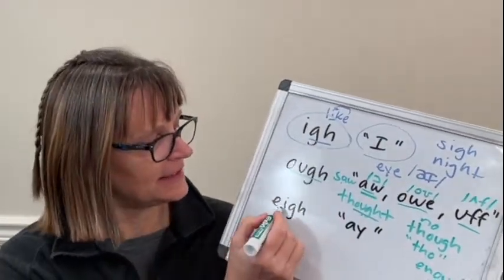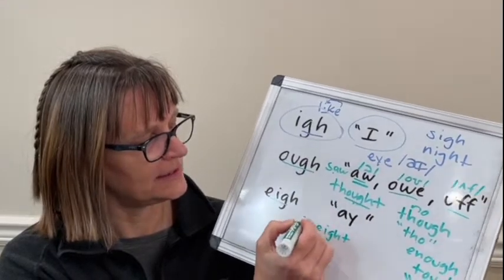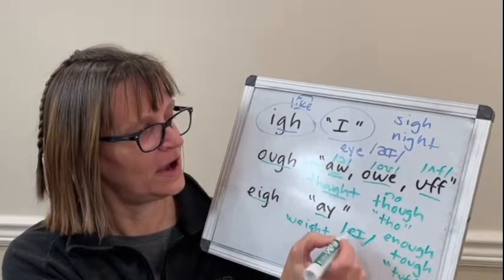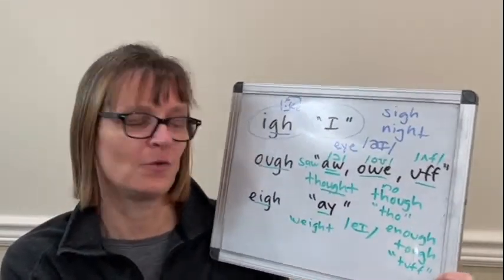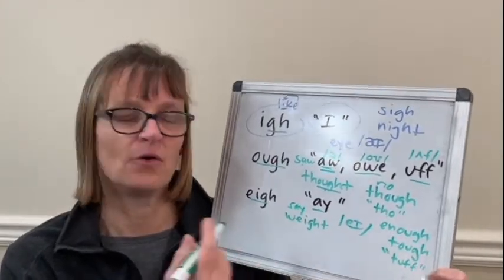And then lastly, EIGH, like in eight or weight, says the A diphthong. We also do spell that with AI or AY. So I might think about the word say or weigh.